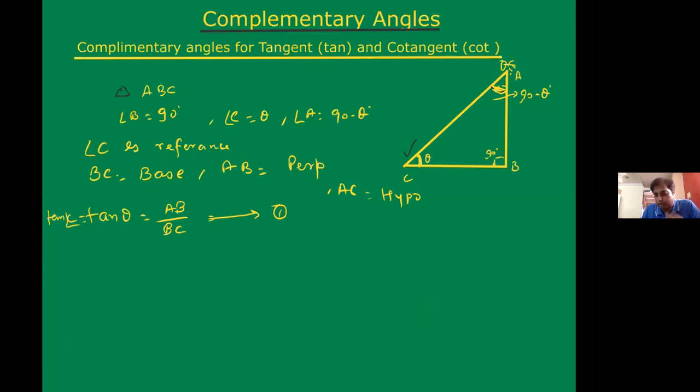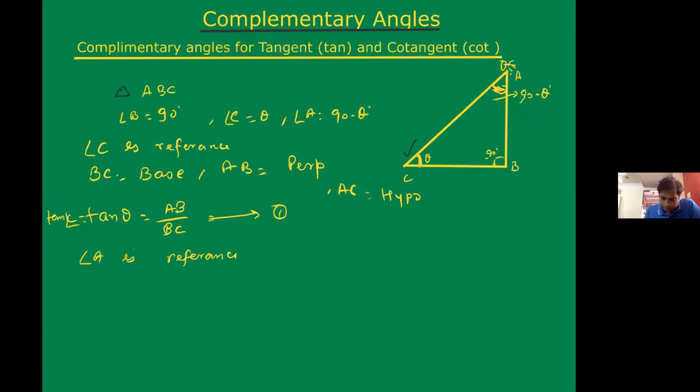So angle A is 90 minus theta. If I consider angle A, which is 90 minus theta, as the reference, then AB will be the base. So angle A is the reference.